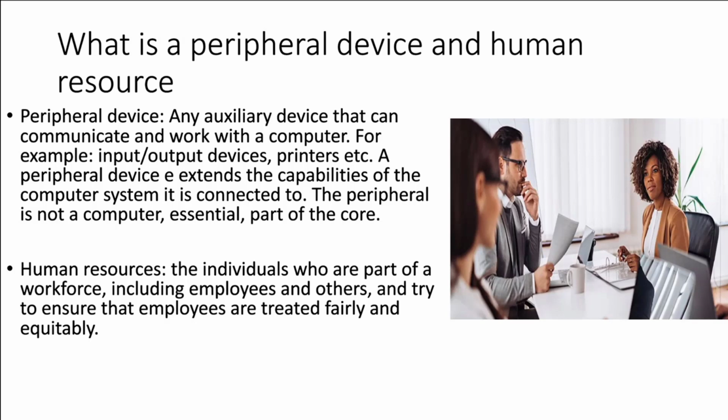So what is a peripheral device and human resources? A peripheral device is any auxiliary device that can communicate and work with a computer. For example, input and output devices, printers, etc. A peripheral device extends the capabilities of the computer system it is connected to, and a peripheral device is not a computer. Essentially, it's not part of the core. Human resources are the individuals who are part of the workforce, including employees and others, and try to ensure that employees are treated fairly and equitably.